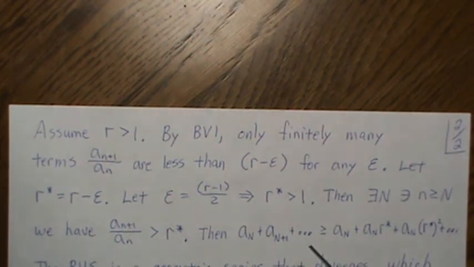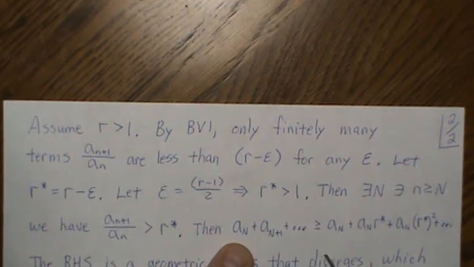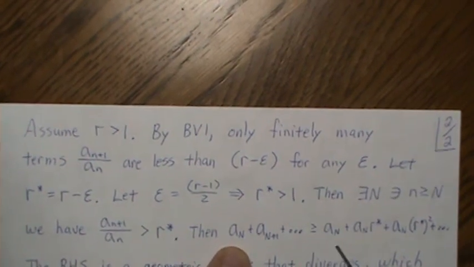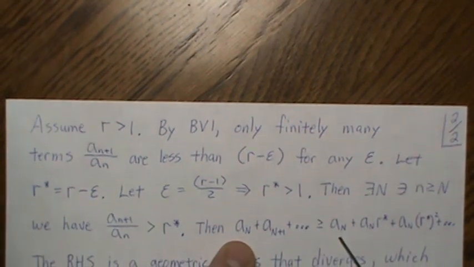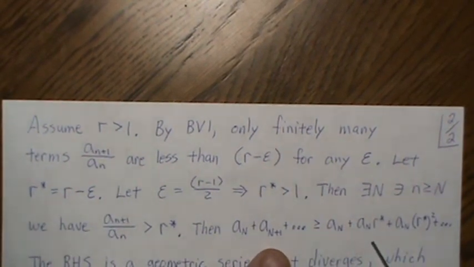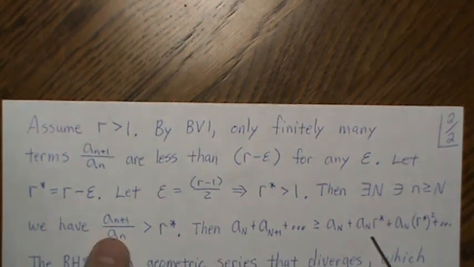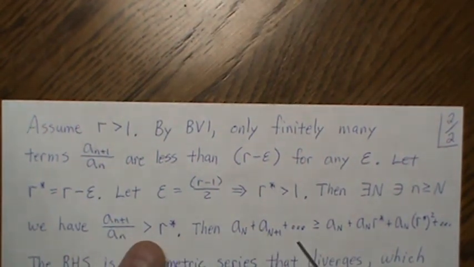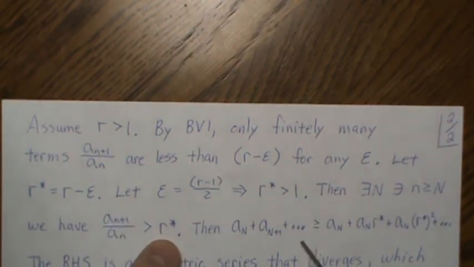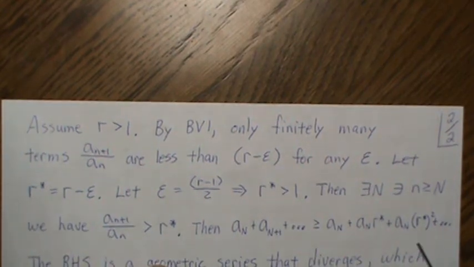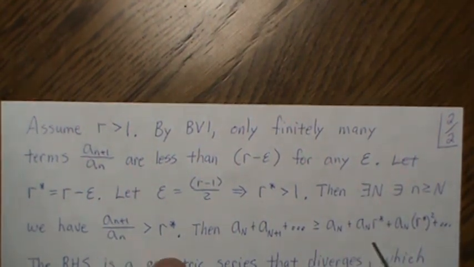So then if we look at this series, starting at N, here we have a_n and a_n, so those terms are the same. But if we look at a_{n+1}, that is bigger than R star a_n. So if we put in a_n R star, it got a little bit smaller. And then we can repeat this. So for a_{n+2}, you multiply the ratio here and multiply R star here. We can show that a_{n+2} is greater than a_n R star squared. And then we can keep doing this.